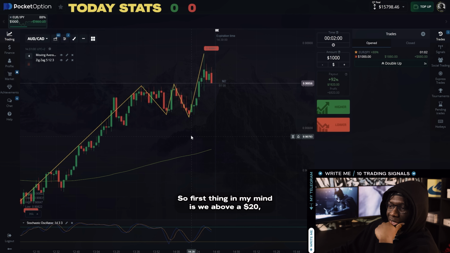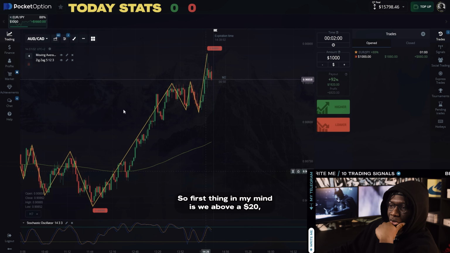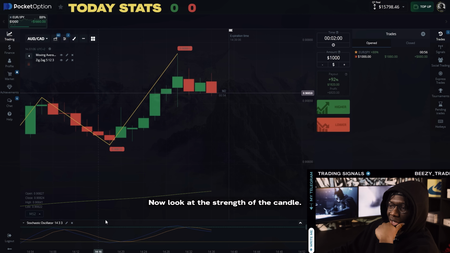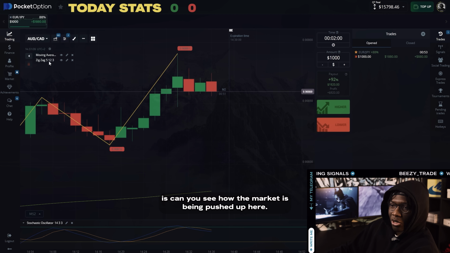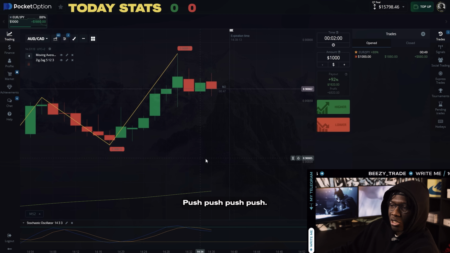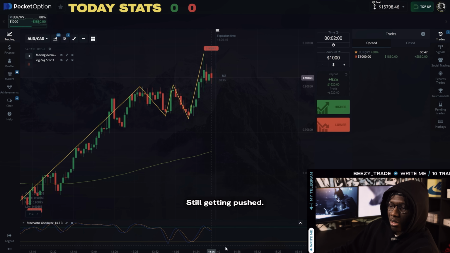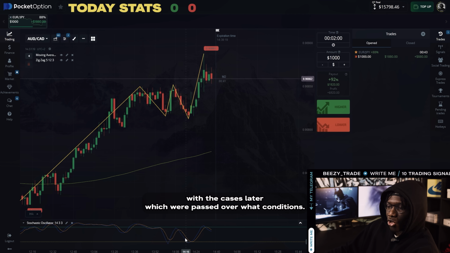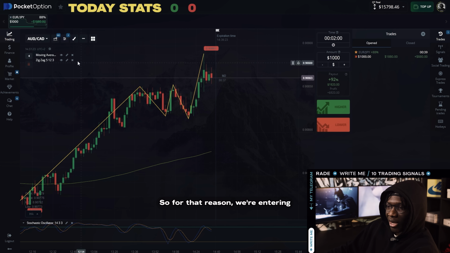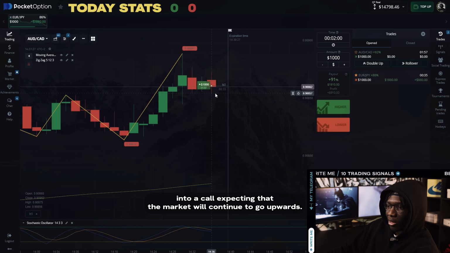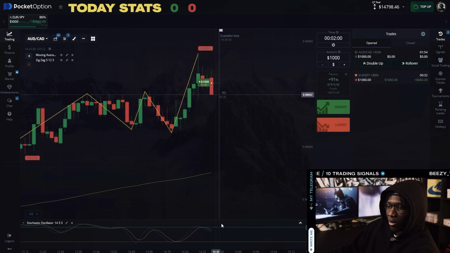So first thing in my mind is we're above our 200 EMA. You can see zigzag also showing upwards. Now we'll look at the strength of the candles. First thing we're looking at is, can you see how the market is being pushed up here? Push, push, push, still getting pushed. Despite the fact that we're a little bit down on our stochastic oscillator, which is past overbought conditions. So for that reason, we'll enter into a call, expecting that the market will continue to go upwards.